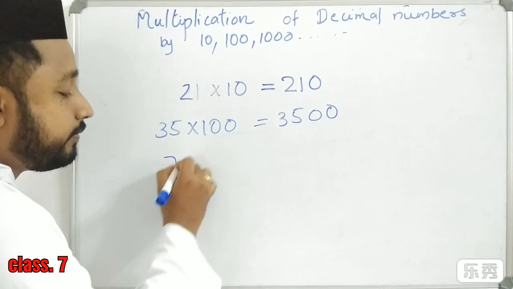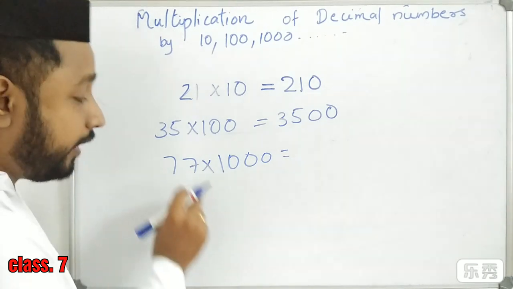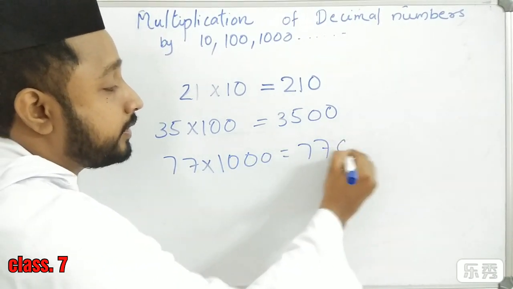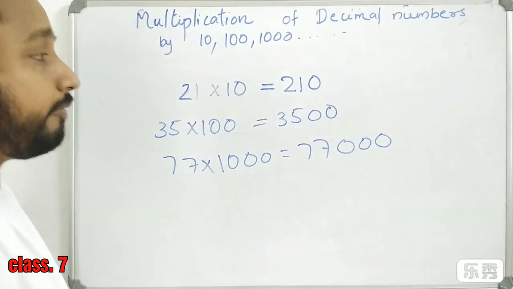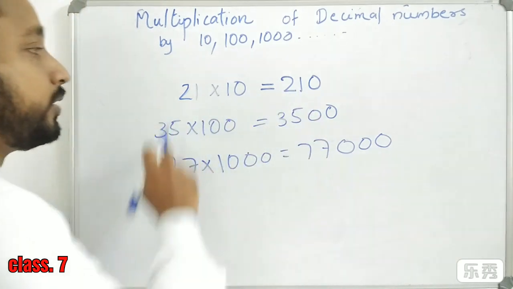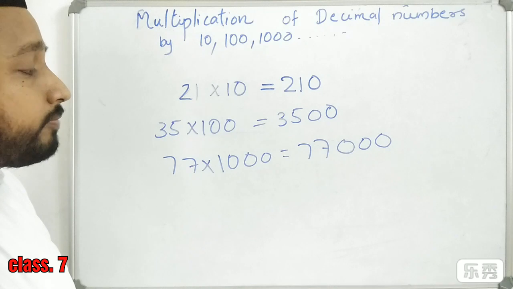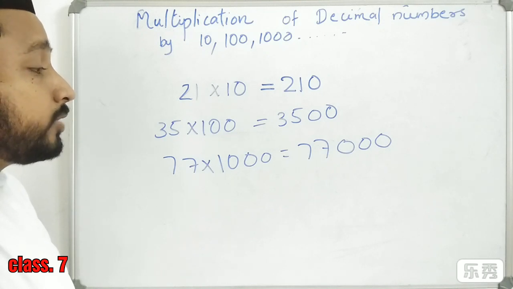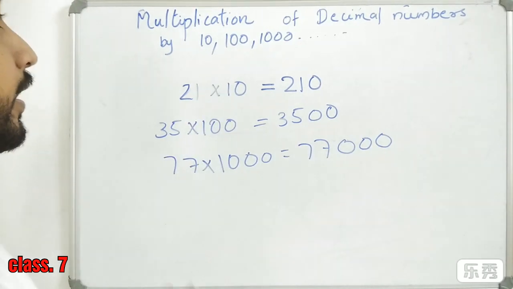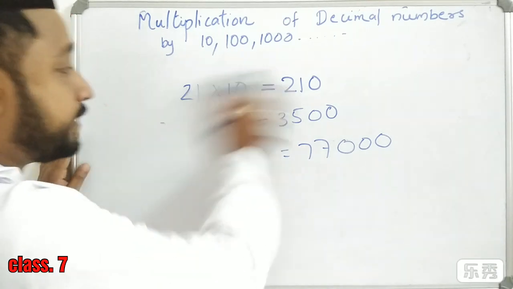Then 77 into 1000. What is the answer? We write this 77 and place 1, 2, 3 zeros. So we have to add the zeros to the number, and we will get the answer. 21 into 10 is 210. 35 into 100 is 3500. 77 into 1000 is 77,000. That's how we can multiply a whole number with 10, 100, 1000, etc.